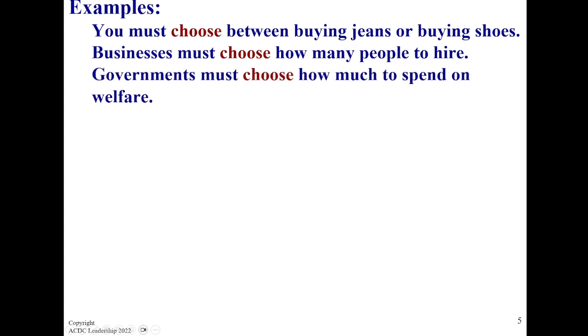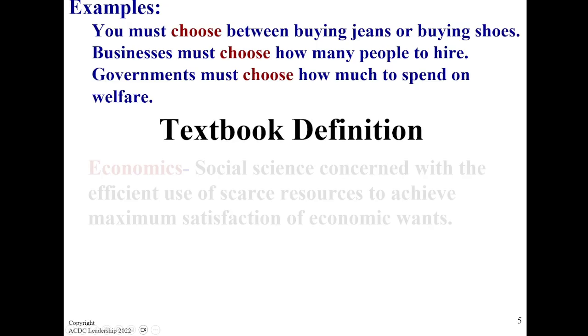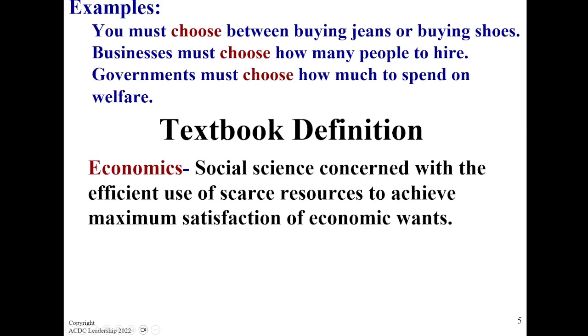Governments and the big picture, right? Our everyday things, as you can see, Trump's been putting tariffs and stuff. All of that we're going to study in macro. So macro is the big picture. So the textbook definition, right? Economics is a social science which is concerned with the efficient use of scarce resources to achieve maximum satisfaction of economic wants. Essentially, you want everyone to get the maximum satisfaction out of the limited resources.